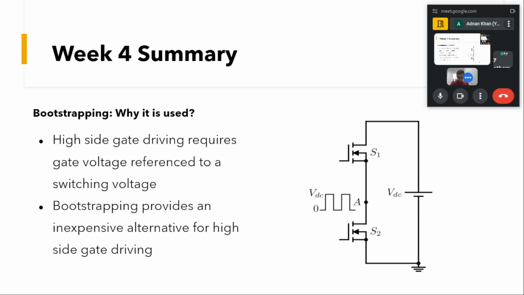Just a minute. How this bootstrap is implemented, and so on and so forth.